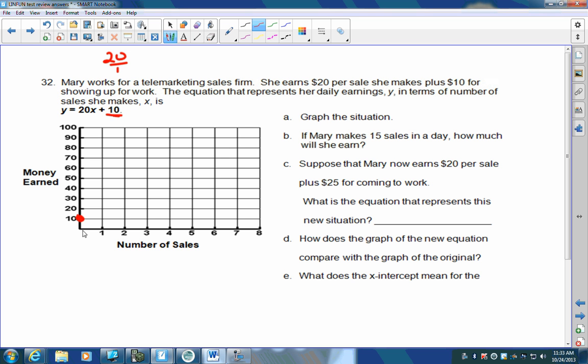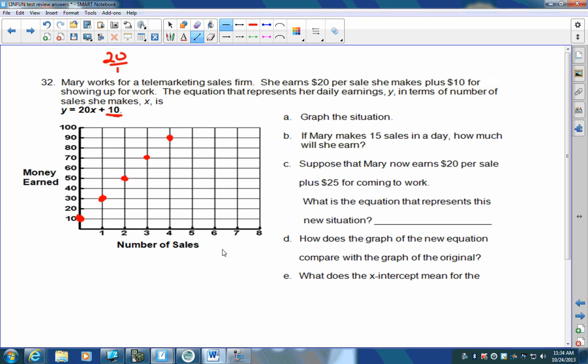That doesn't mean to go up 20 lines. I'm going to go up 10, 20, and to the right 1 and put a dot. Up 10, 20 to the right, put a dot. Up 10, 20 over 1. Okay, so now I can draw my line.